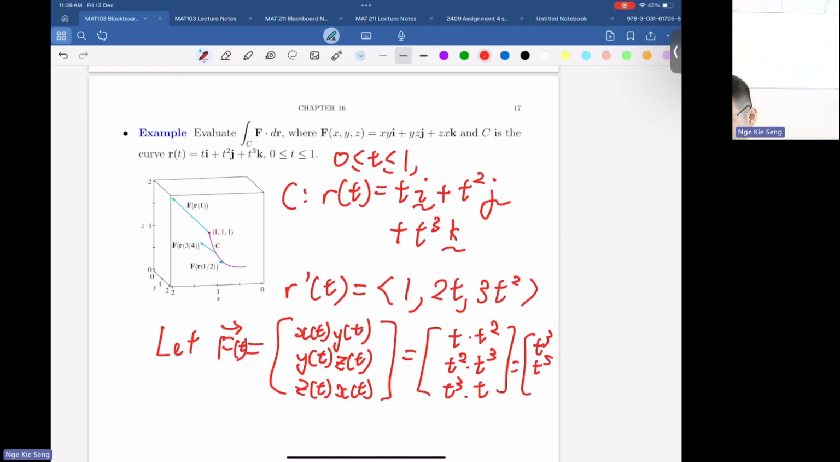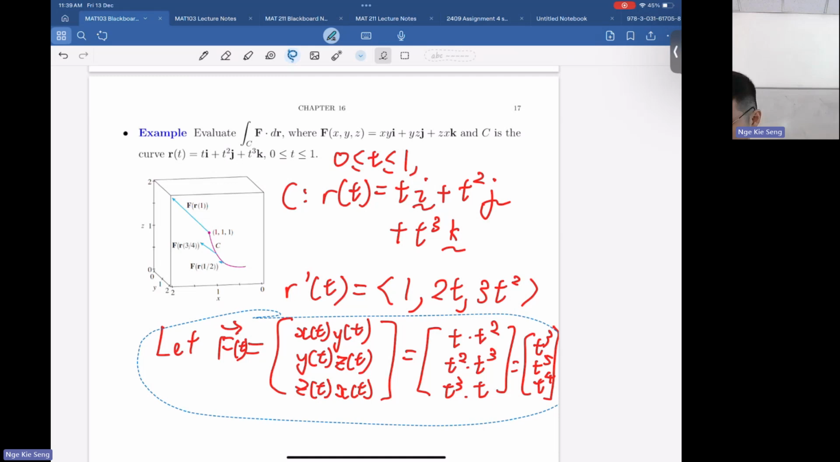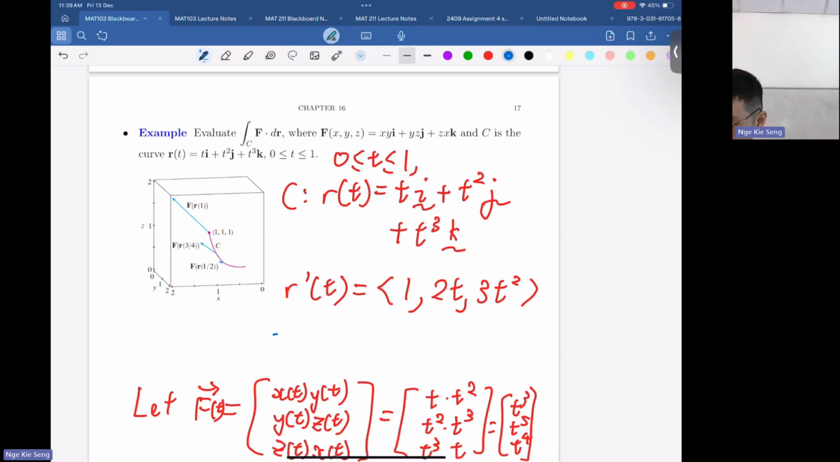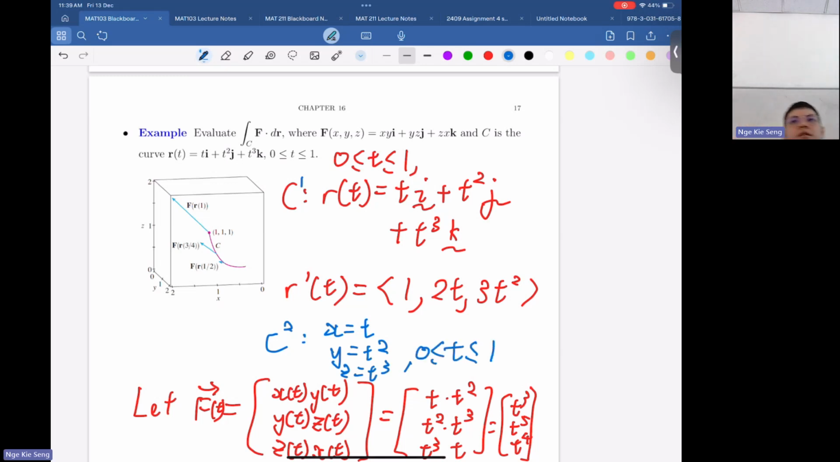Maybe you wonder how we get these. Basically, if you're going to write this parameterization in the other form, let's put a different, the second type. Let's say this one is C1, here C2. So you let x equal t. And then how should you let y? y is just t squared, correct or not? And then z equals t cubed. If you want to write it in this way, you also can.